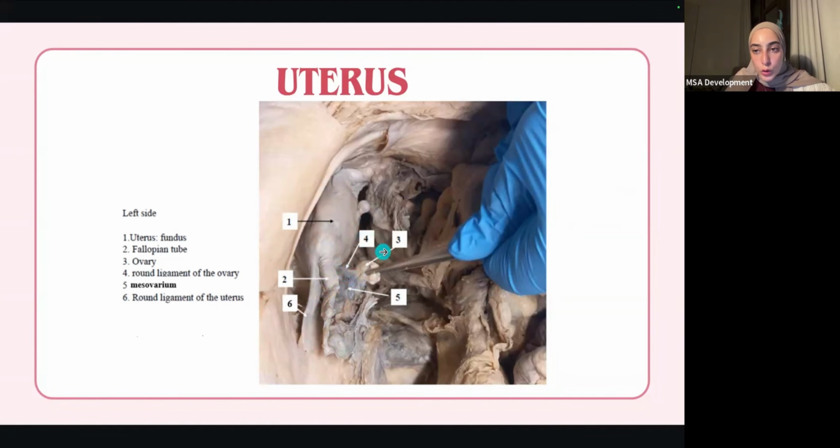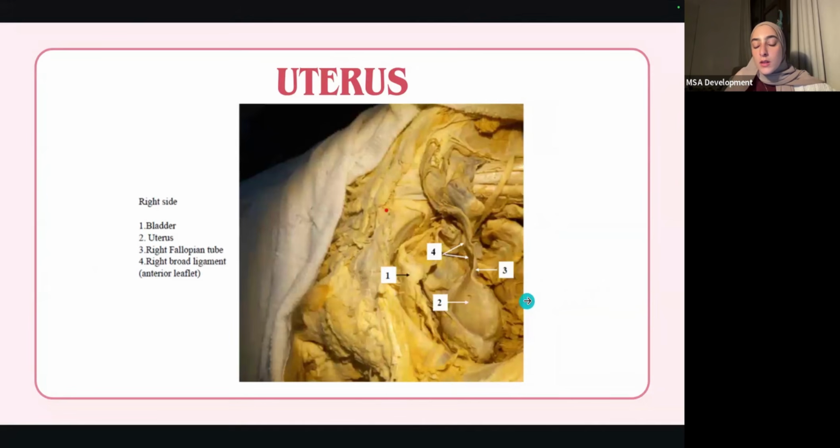You can't really see how it's going here, but what I would know from this picture is this is the uterus. This is the broad ligament. If they're going to get you something, it's going to be this number 6. This is the round ligament of the uterus, and number 4 is the round ligament of the ovary, and number 3 is the ovary itself.